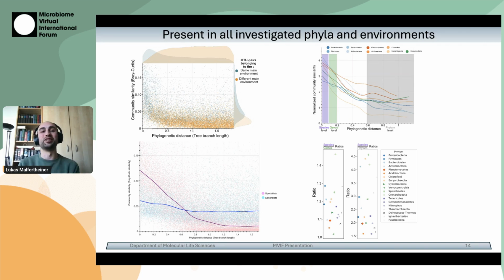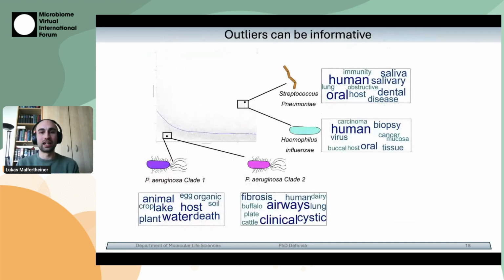The details of this are then also in the publication. And I want to show you one more point, which is the outliers. So far, I've mostly presented to you the trends that behave as expected, right? This all hopefully made sense. But what if we look at the pairs that are not behaving as expected? And I actually believe that these are some of the most interesting results that we have.